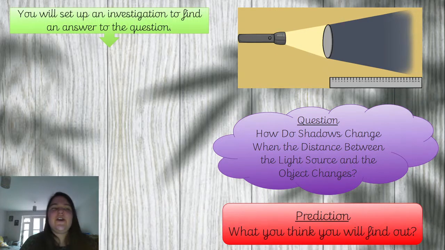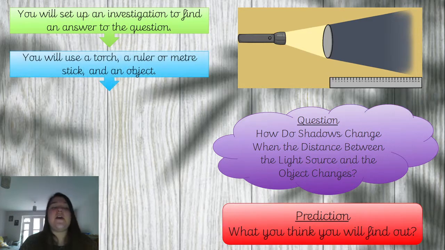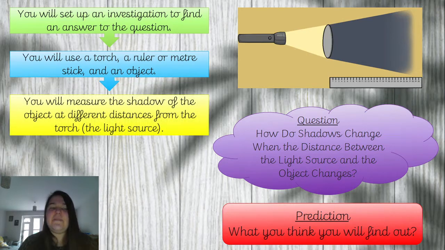Okay, so you will set up an investigation today to find an answer to this question. How do shadows change when the distance between the light source and object changes? And I want you to think about what you think will happen. So you are going to use a torch, a ruler or meter stick and an object. You will measure the shadow of the object at different distances from the torch, which is the light source.